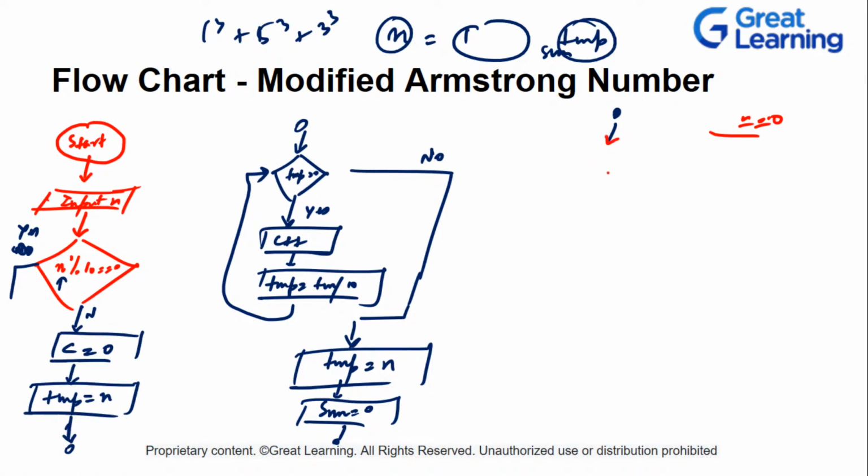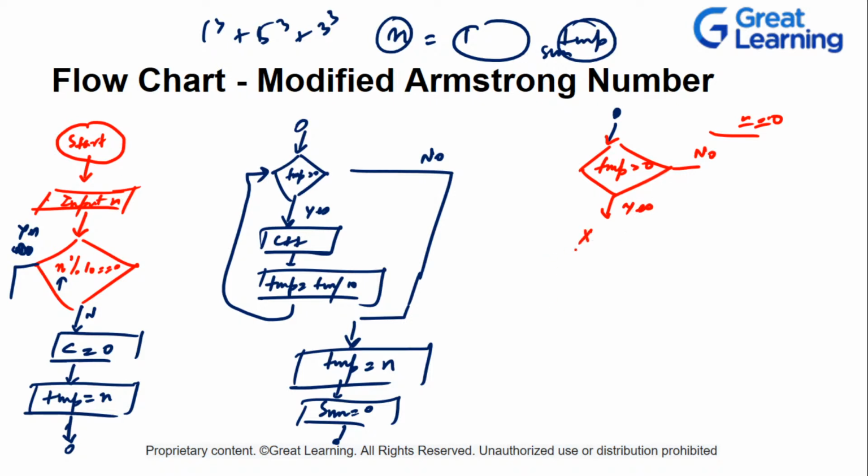Now I will check. Obviously my sum is equal to 0, and I will check if temp is greater than 0. Yes, it is, right? If it is not, I will stop. If it is greater than 0, then I will be adding those things up. How? I will first pick the last number. Now, how can I pick that?